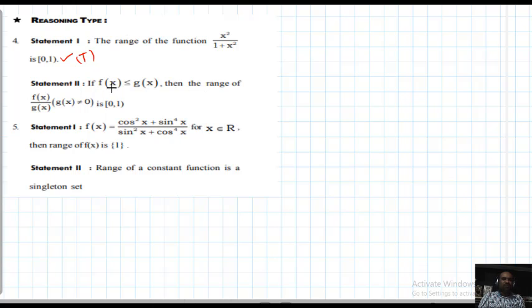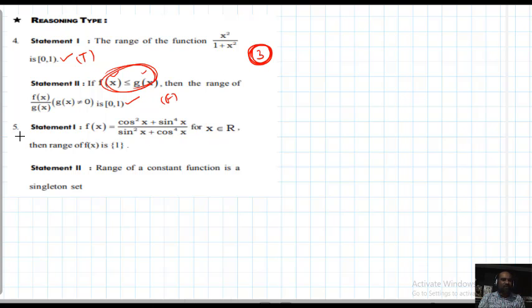Statement 2: if f of x is less than or equal to g of x, then the range of this function is closed 0 to 1. Oh no, without knowing their rules, we can't say anything. Without knowing their rules, we can't say what f of x less than g of x means. It's not clearly mentioned; maybe degree or something else. So using these rules, we can't conclude this. That's why I can say this is false. So 1 is true, 2 is false, which means I can go with 3 as the correct answer for this.